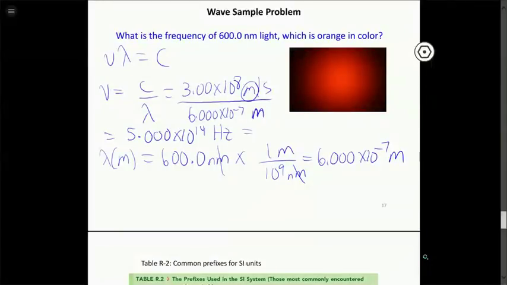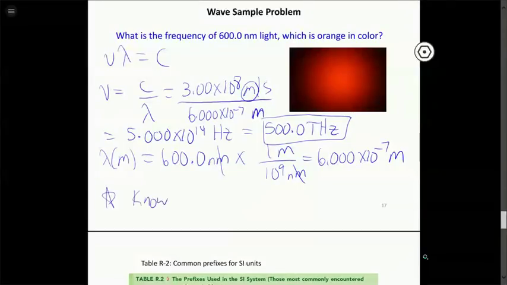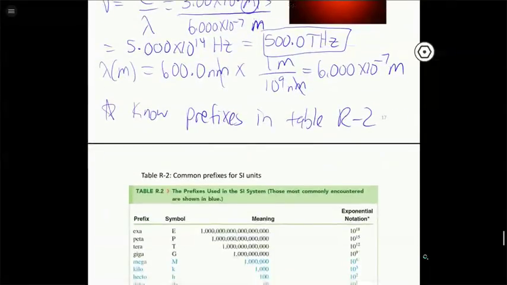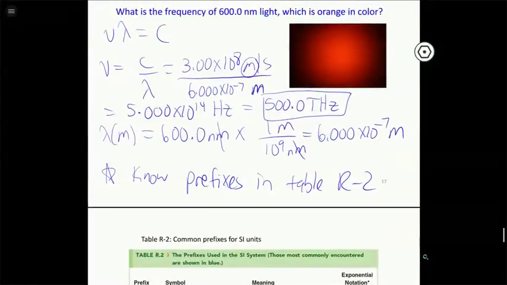If we wanted to write it in a more convenient unit, we could recast this as 500 terahertz, because tera is 10 to the 12th, so we divide that by 10 to the 12th. But I didn't specify a unit here, so either of those would have been fine. So make sure when you're doing these problems that you know the prefixes in that review table, table R2, which is in your book or reproduced here. We have to know the prefixes, but if we're converting between wavelength and frequency, there's really only two parameters. You just have to solve for the one you're interested in and divide.